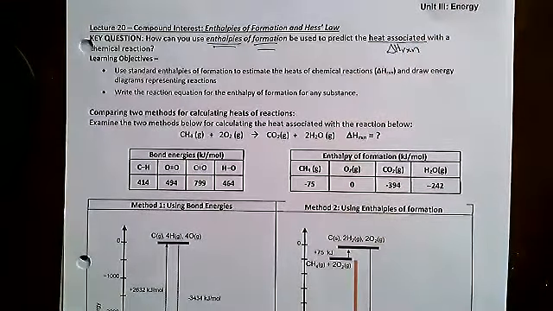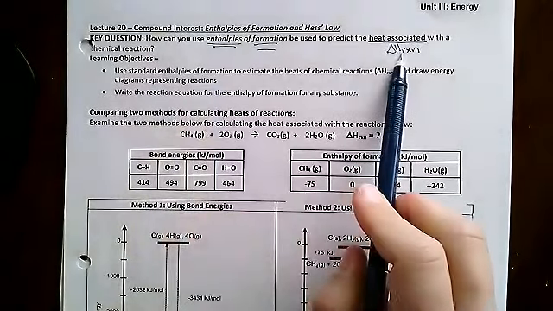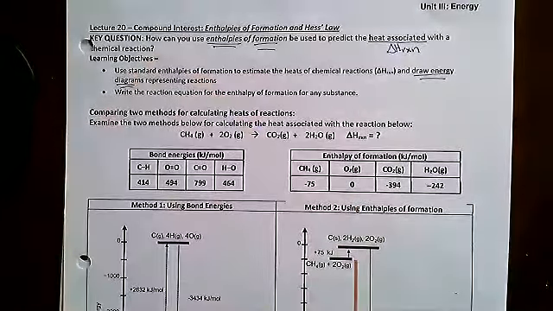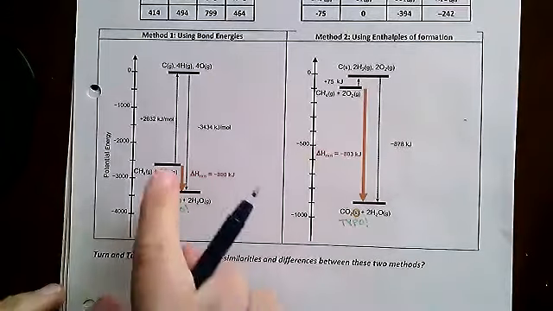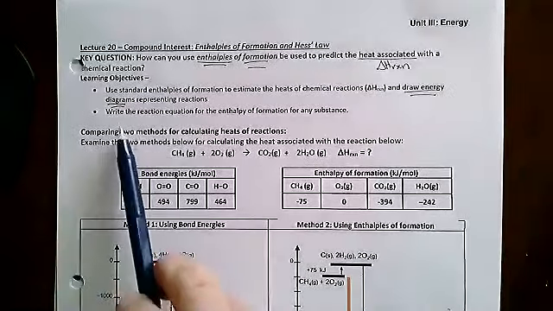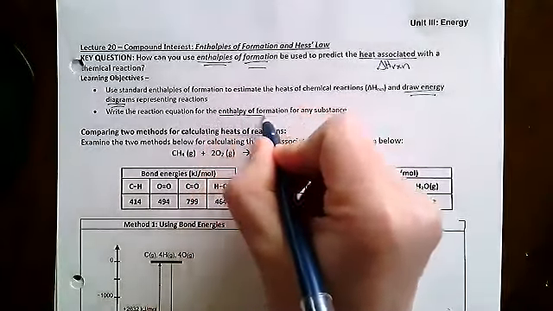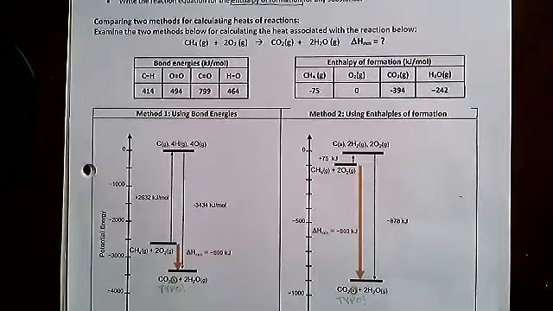By the end of this lecture, what I want you to be able to do is use these enthalpy values that you would look up in tables to calculate delta H. And I need you to be able to draw energy diagrams to represent these reactions. These are what I mean by energy diagrams, showing potential energy of state 1 and 2. And then you need to learn how to write the reaction equation for the enthalpy of formation. So we're going to be learning how to do that as well. But big picture, I want us to start by comparing the two methods for calculating heats of reaction.